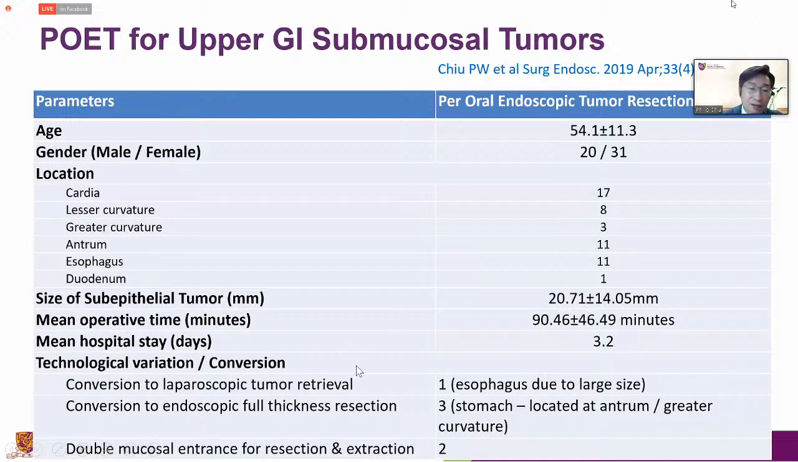There are some cases that require conversion to laparoscopic surgery, for retrieval, because the size is too large. And there are 3 cases that I needed to convert to full thickness resection. And then there were also 2 cases that required a double entrance and extraction site.